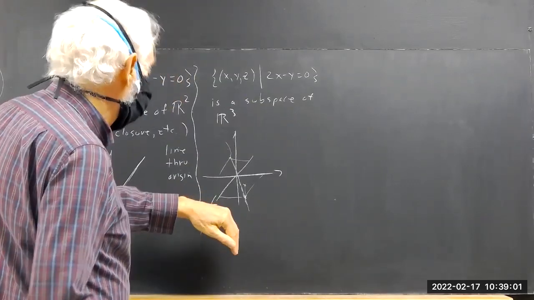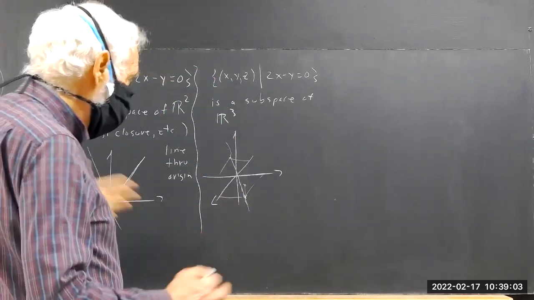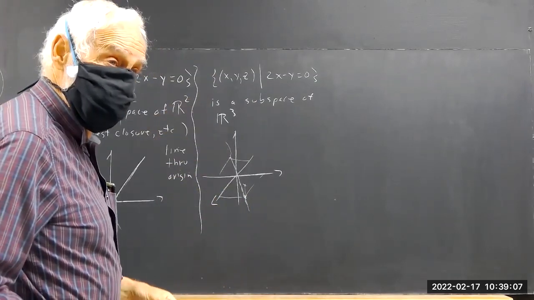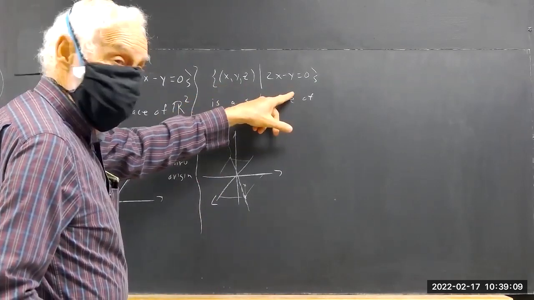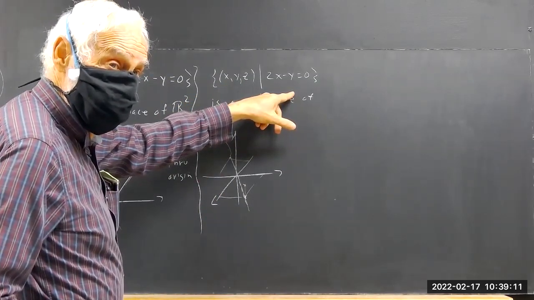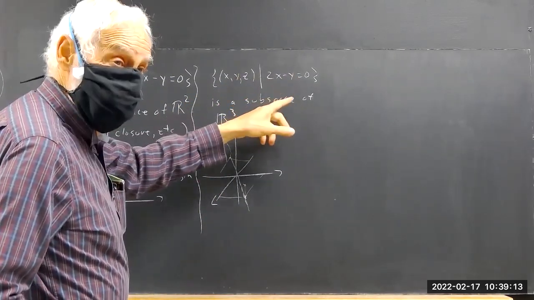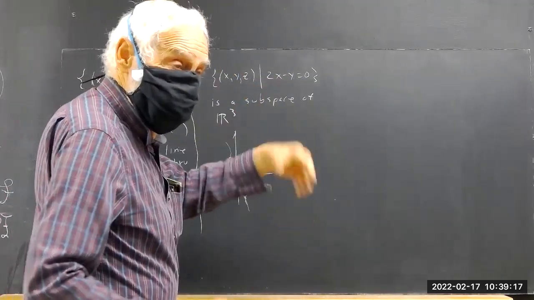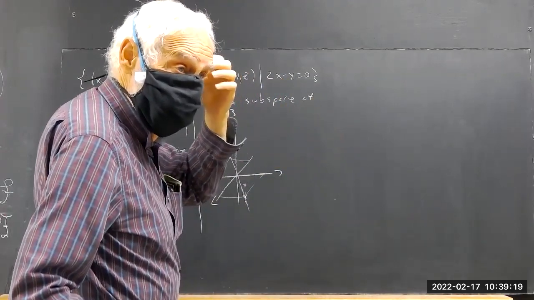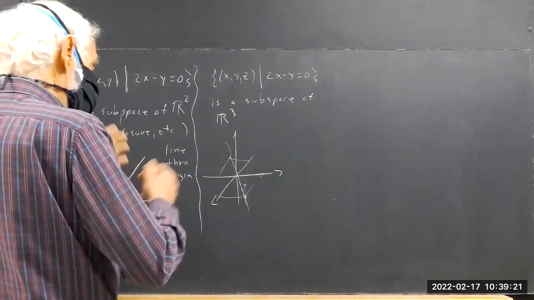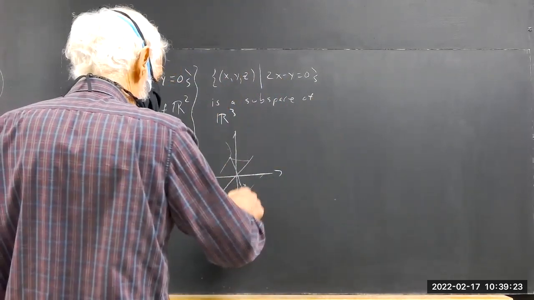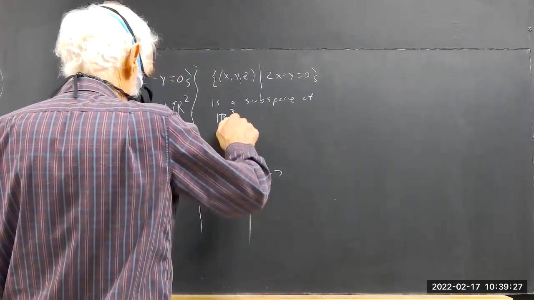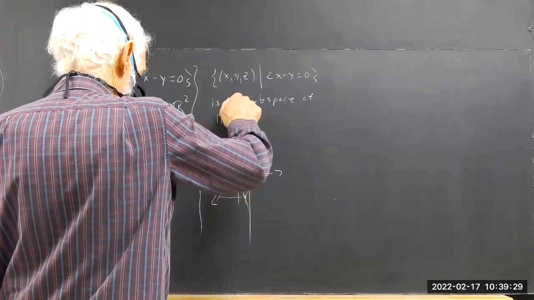So any point in three-dimensional space that lies above a point on this line is a member of this subspace. And it's easy to prove this is a subspace. You just, again, take an arbitrary x1, y1, z1 and x2, y2, z2, and prove the closure and so on. Okay, so what we can do is make this into a plane.